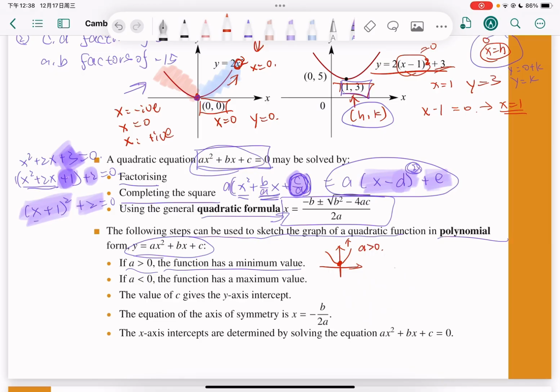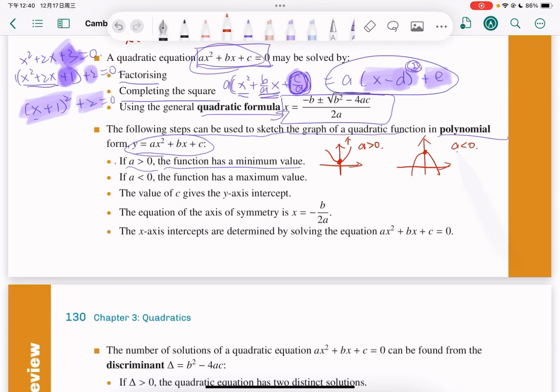If a is smaller than 0, then we probably have something like this. And when a is smaller than 0, the opening is facing downwards, and it has a maximum value. The value of c gives the y-axis intercept, because when we want to find the y-axis intercept, we need to set x equal to 0, and that means y is equal to 0 plus c. So the first two terms become 0, and the c gives the y-axis intercept.